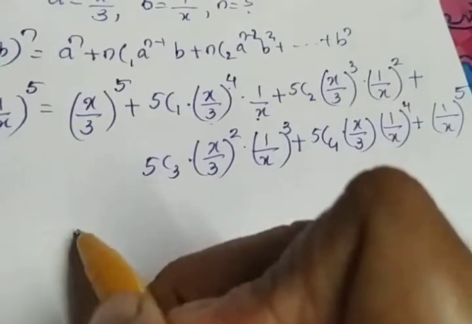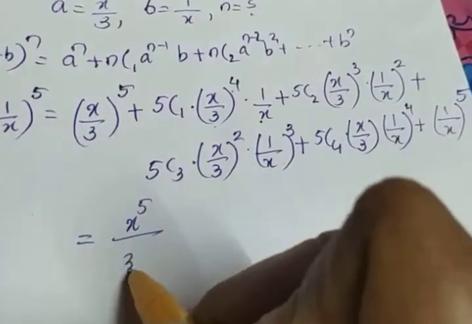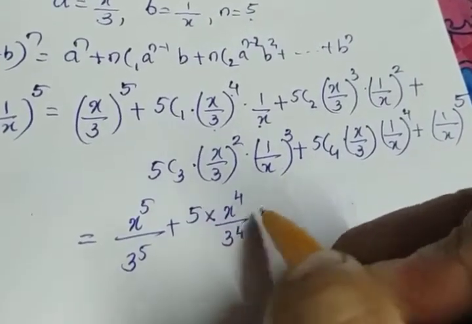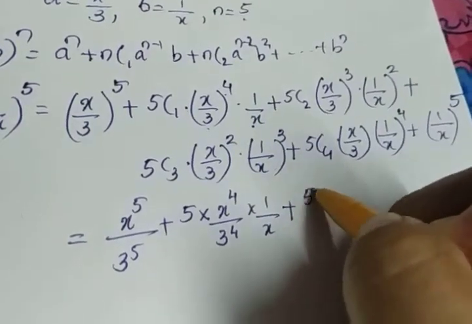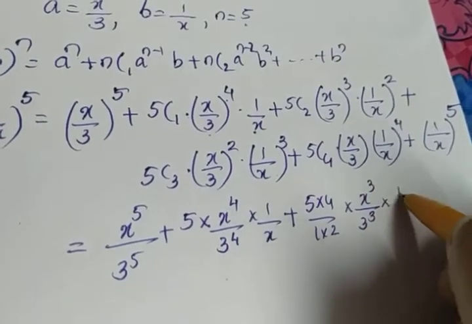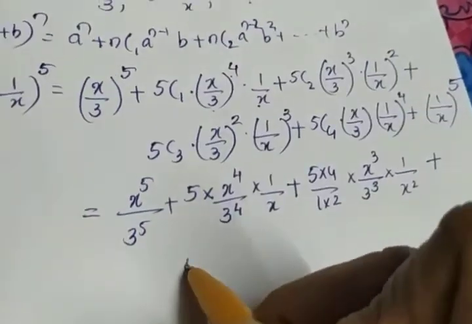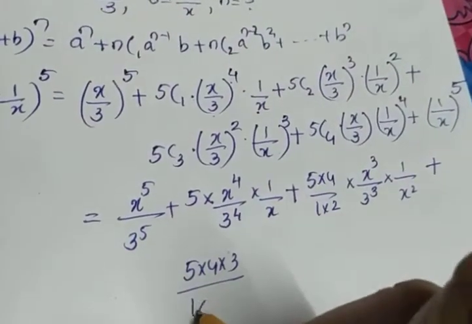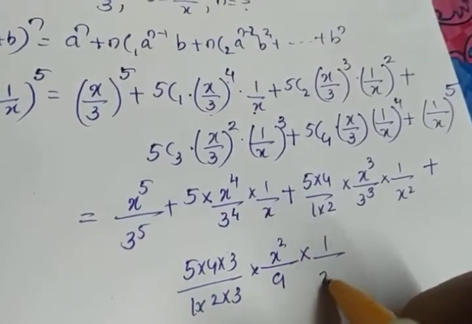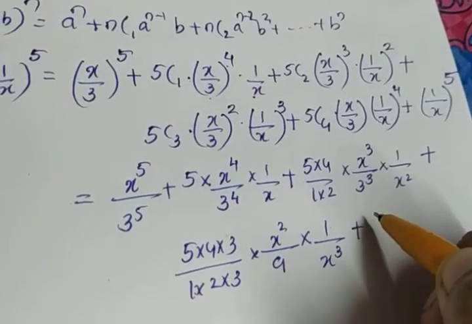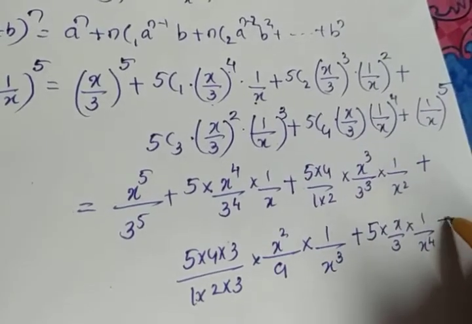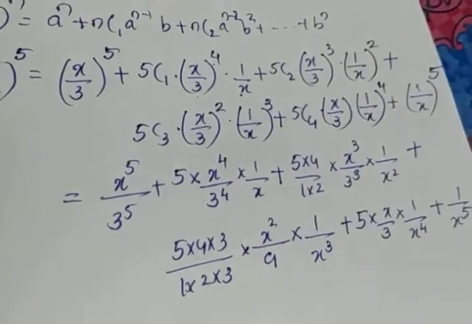That is equal to x raised to 5 by 3 raised to 5, plus 5C1 is 5, x raised to 4 by 3 raised to 4 into 1/x, plus 5C2 is (5 into 4)/(1 into 2) into x cube divided by 3 cube into 1/x square, plus 5C3 is (5 into 4 into 3)/(1 into 2 into 3) into x square by 3 square, which is 9, into 1/x cube, plus 5C4 is the same as 5C1, which is 5, into x/3 into (1/x) raised to 4, plus the last term 1/x raised to 5.